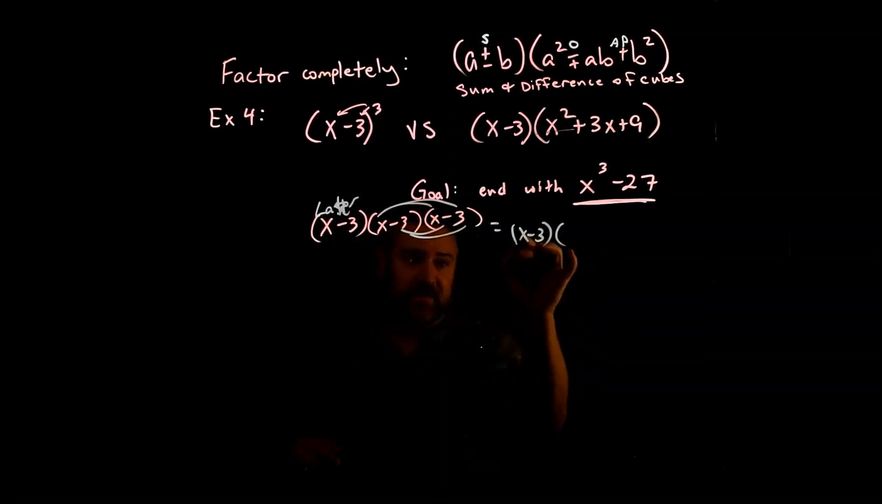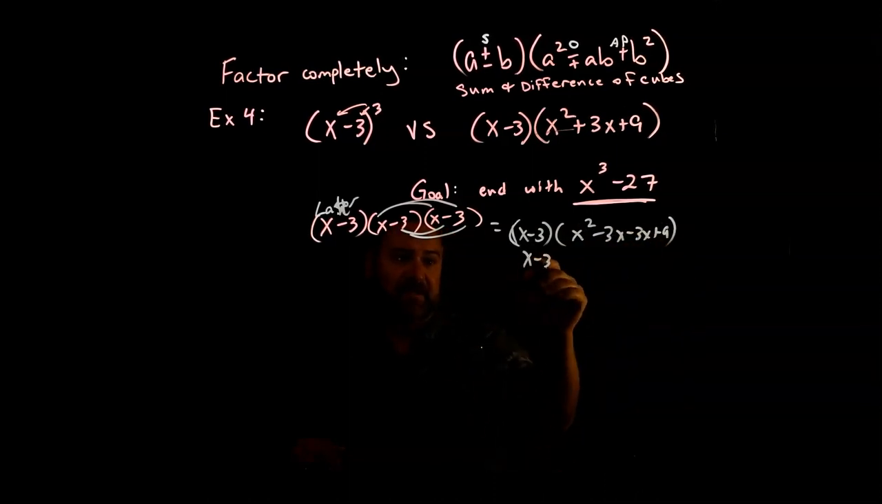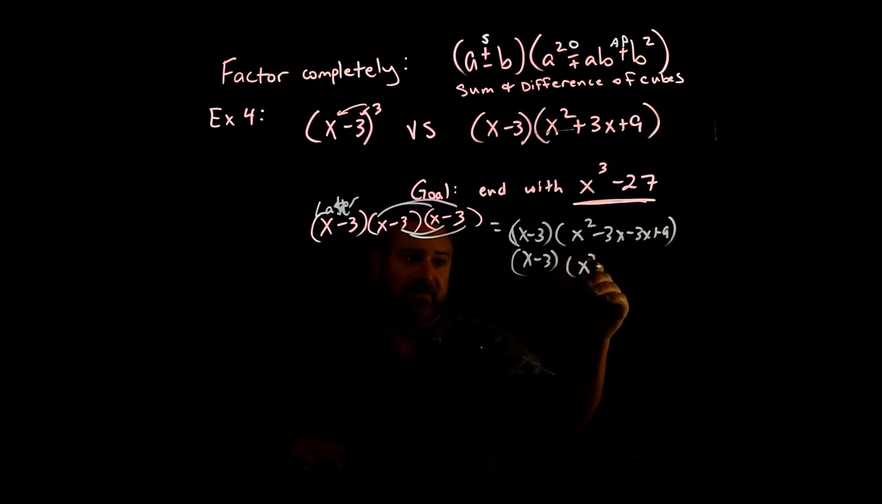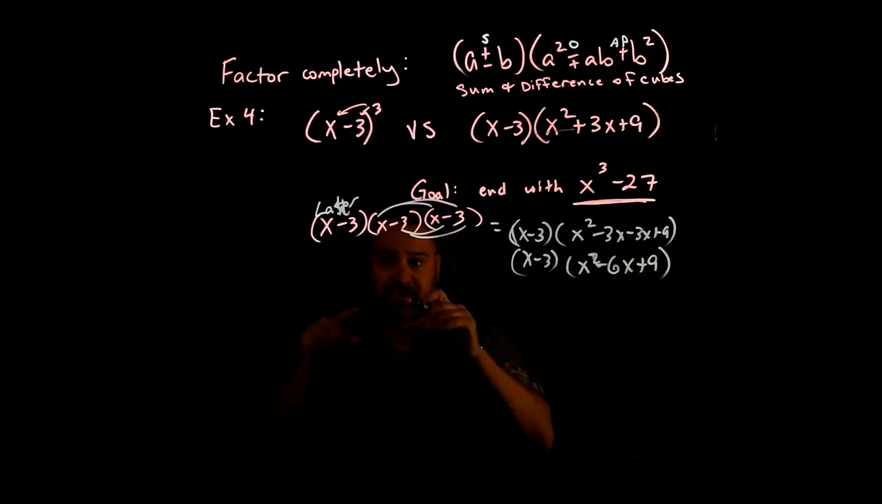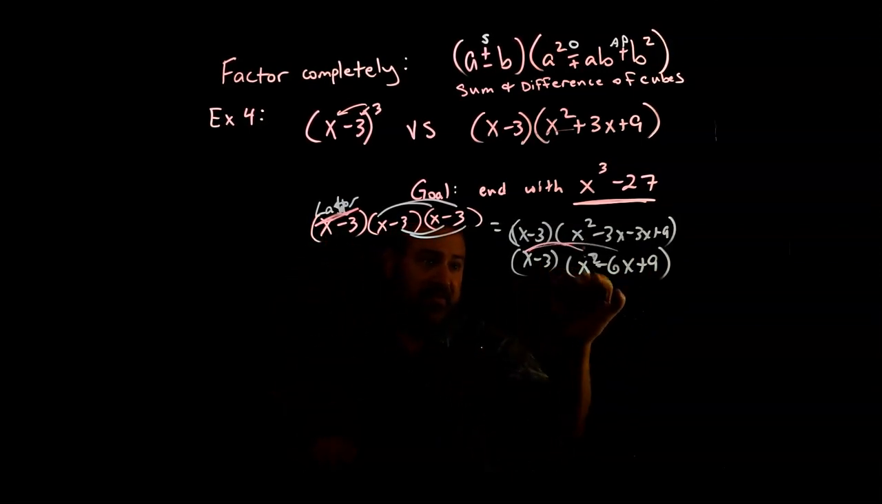That one comes over to here. x squared minus 3x plus 9. x minus 3. x squared minus 6x plus 9. Okay, so we said we'd save this one for later. Here's where we're going to go ahead and distribute that now.